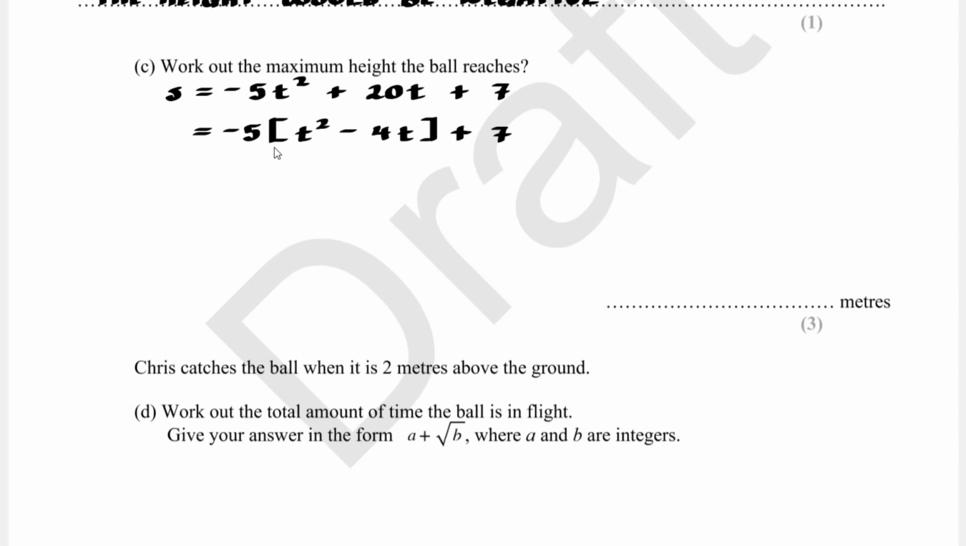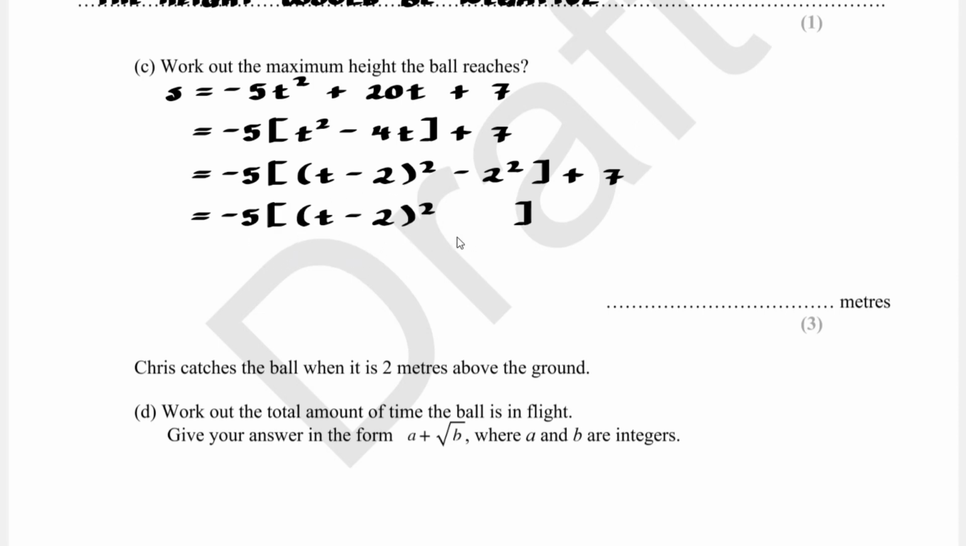So now I can complete the square of this bracket. So I've got negative 5, and if I complete the square of this bracket, well, here I've got a negative 4t, which means I would have (t subtract 2) squared. And then I subtract the square of 2, and don't forget we add on the 7. So if I tidy this up even further, I've got negative 5 multiplied by ((t subtract 2) squared subtract 4), and then I add on the 7.